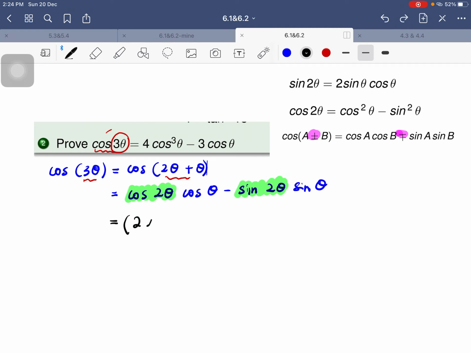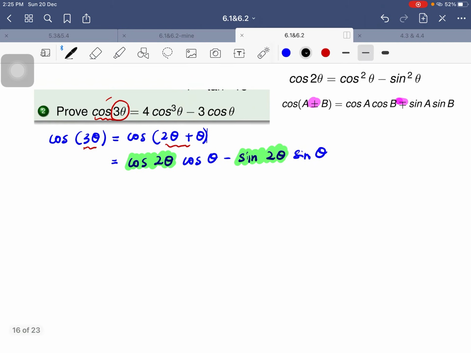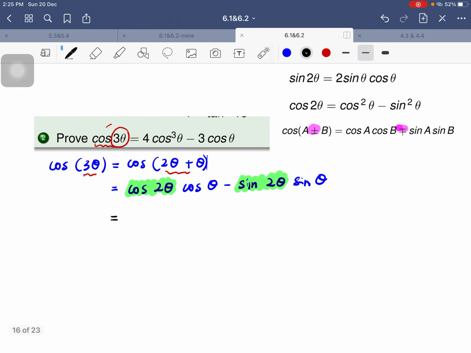So cos 2 theta according to the formula is going to equal to, my pen is really not smooth these days, I'm going to have 2 sine theta cos theta, multiplied by the cos theta outside. And then minus, I come across sine 2 theta. Oh, sorry, that is actually wrong. So let me correct this. That is not right. I wrongly copied the different formula.